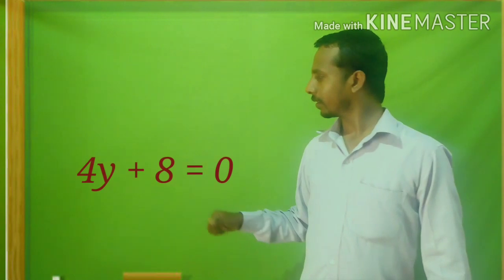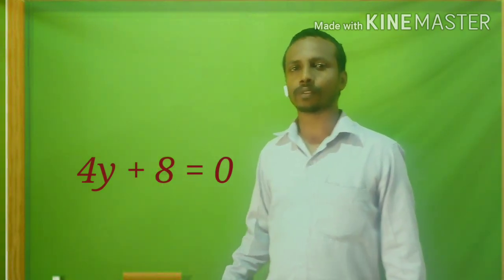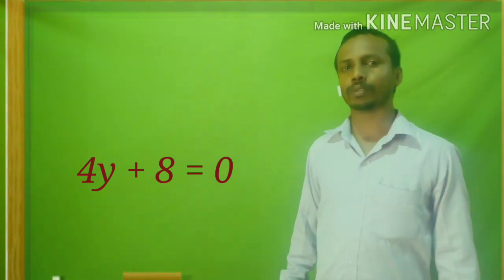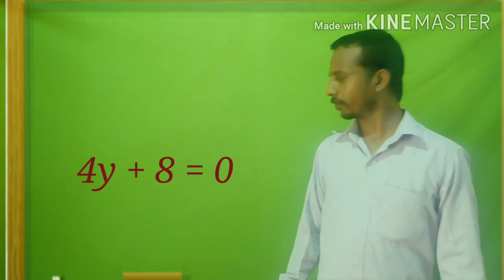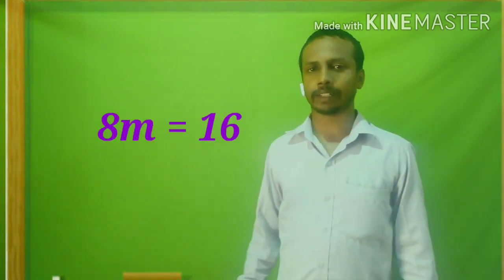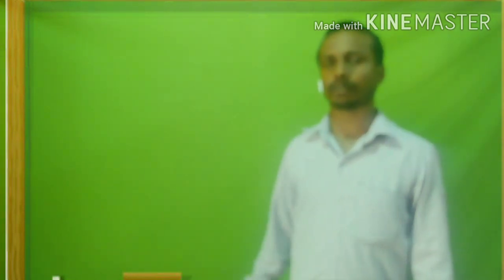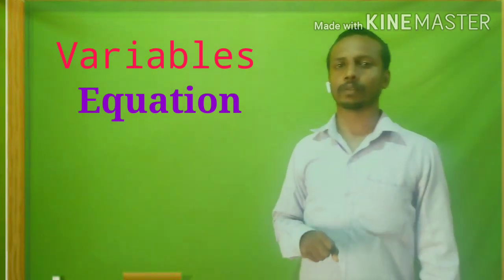Then consider another example: 4y plus 8 is equal to 0. It is also an example of an equation. Now another one, 8m is equal to 16. It is also an example of an equation because it has an equal sign. Now here we know what a variable is and what an equation is.